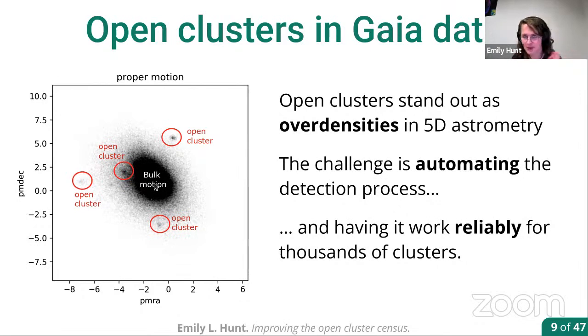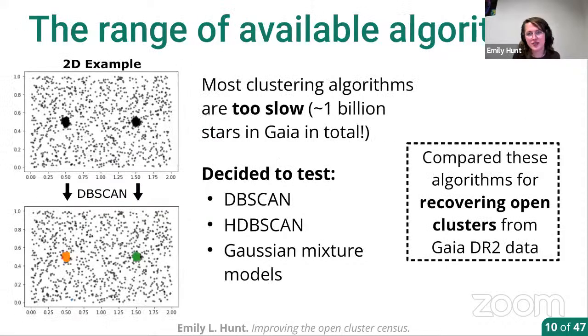But the challenge, as I've mentioned, because this is a 1 billion star data set, is to actually automate this process and to go through all of the Gaia data and reliably detect as many clusters as you can. So there's a range of different algorithms to do this that fall under a family of different clustering algorithms.